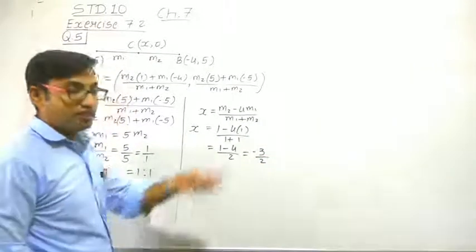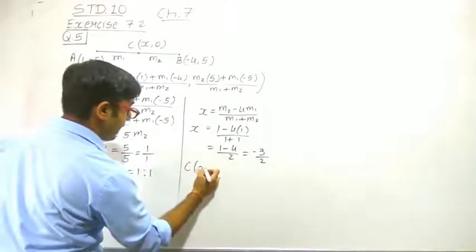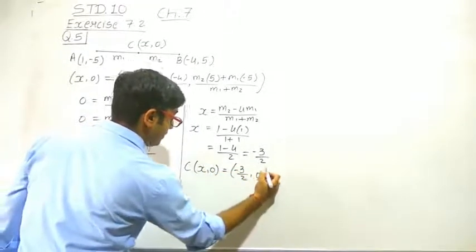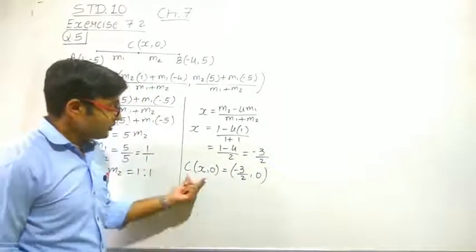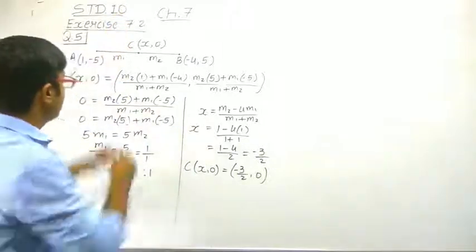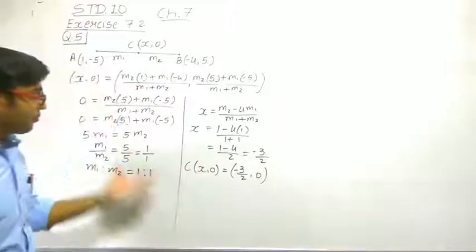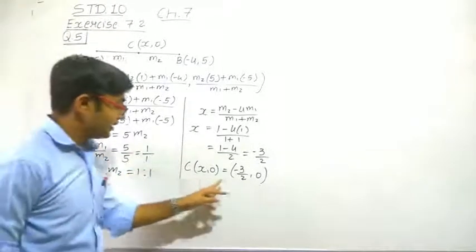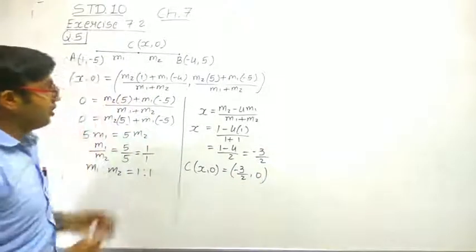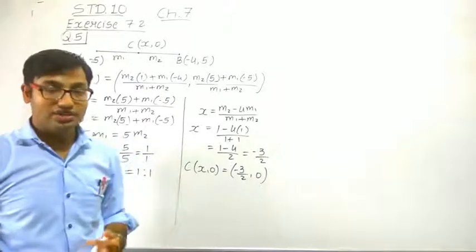So the point which lies on the x-axis, that is C, has coordinates (x, 0). We get here minus 3 upon 2 and 0. So this point is actually on the x-axis. So we can say that the x-axis divides the line segment joining AB in the ratio 1:1, and the point which divides the line segment is (minus 3 upon 2, 0). Okay, so in this way we can solve this type of problem. So this is all about this lecture. Thank you.